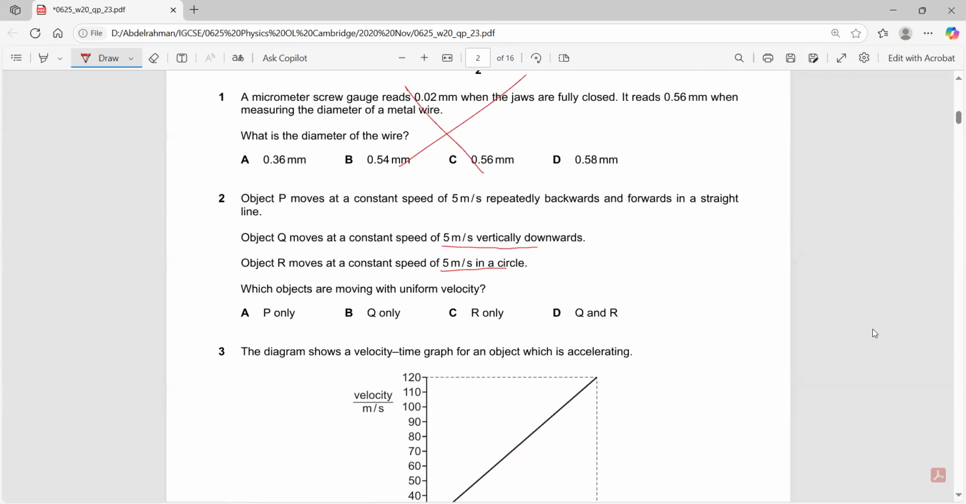Uniform velocity means that you have a constant speed and a constant direction. P keeps on changing its direction, keeps on moving backwards and forwards, so P is wrong. Q, constant speed vertically downwards, so speed and direction are constant. R, it's moving in a circle, so the direction keeps on changing. So the only one moving with a uniform velocity is Q.